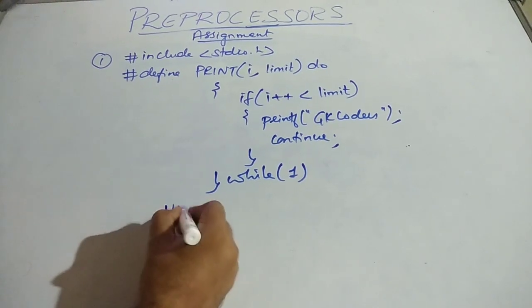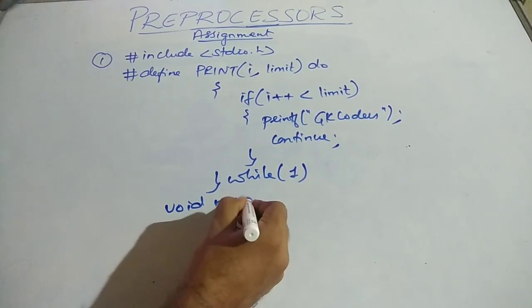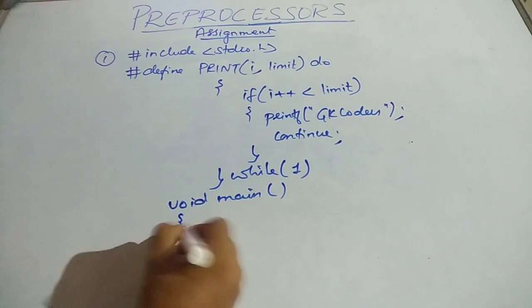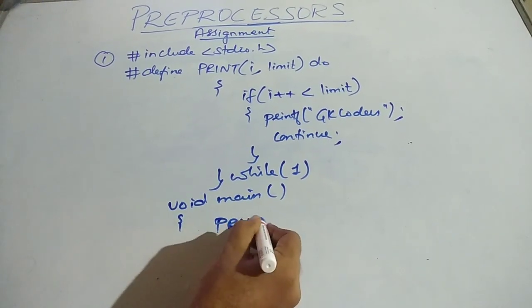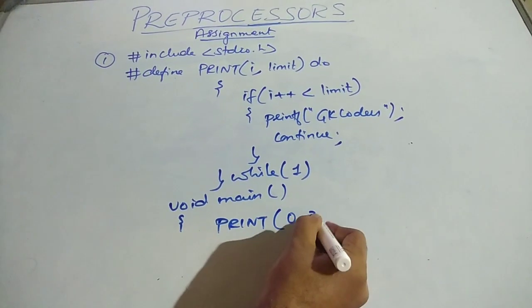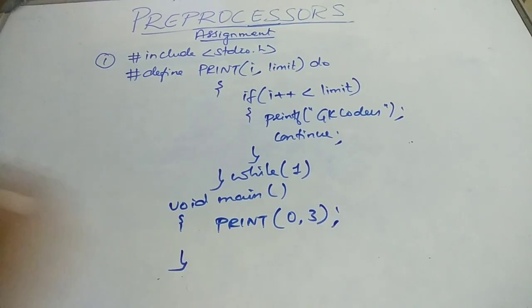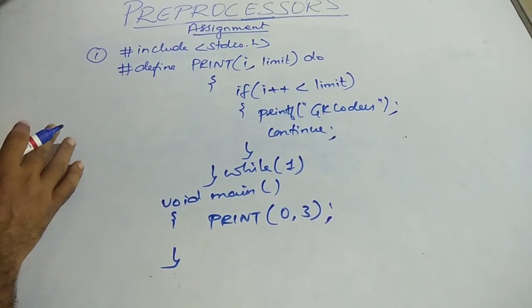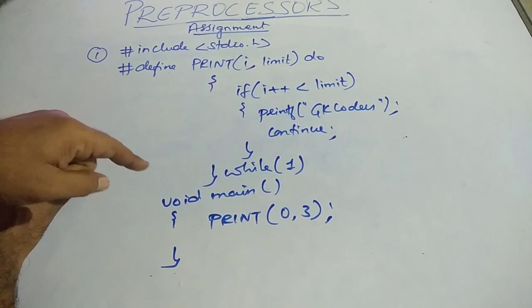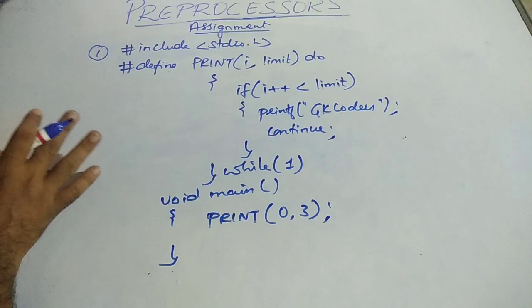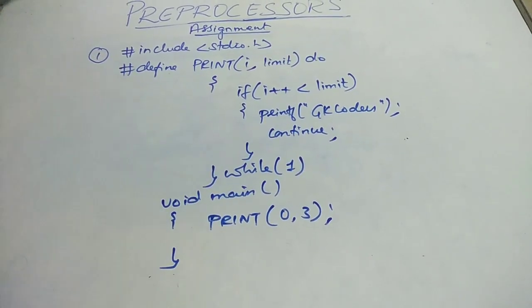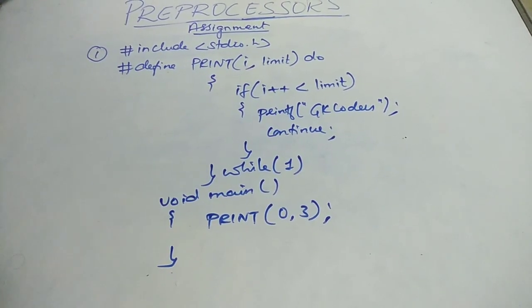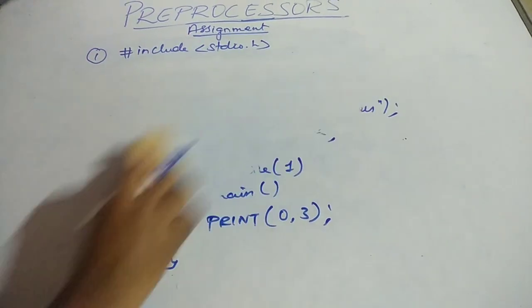Right. So after this, I'll go for the main function, print. I'll say 0, 3 and close the program. Observe this program properly. Yes, if there are any mistakes, it is purposely written for you people. So trace this program and say what will be the output. Is it clear? Now we'll go for the second assignment question.